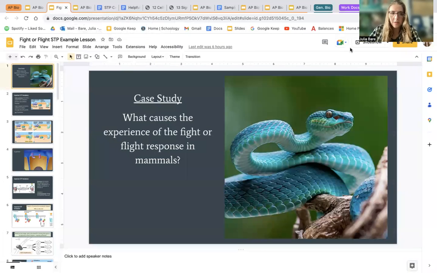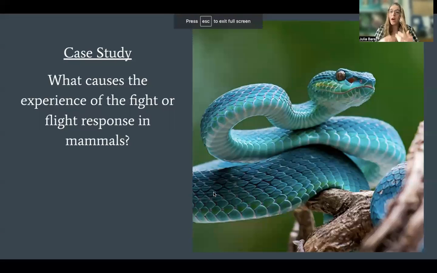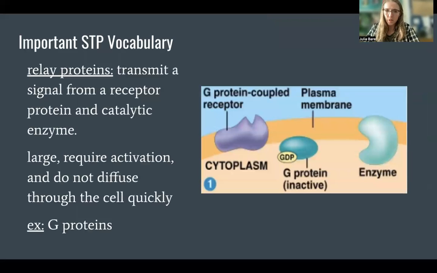So when we're looking at the fight or flight response, there are some vocabulary terms that we need to be aware of before we dive into the nitty-gritty details of signal transduction pathways in the fight or flight response. So the first important vocabulary term that we need to know is a relay protein. A relay protein transmits a signal from a receptor protein to a catalytic enzyme. So remember, catalysis means that it is going to perform a chemical reaction. So these proteins are going to be involved in some sort of chemical reaction.